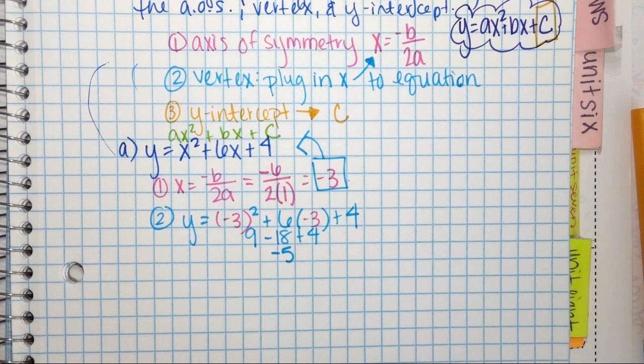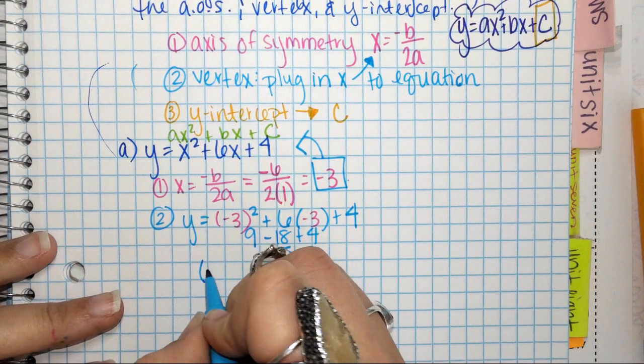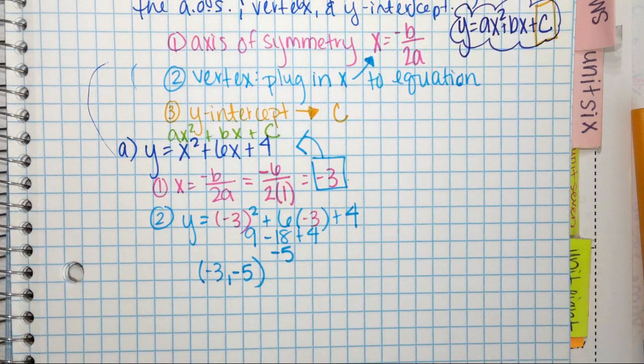Negative 5. Now, you have to write this as a coordinate. What is the x value of this coordinate? Negative 3. And your y value is? Negative 5. Whoa, we didn't take a point for that. We just did that kind of fast. What is the last step?